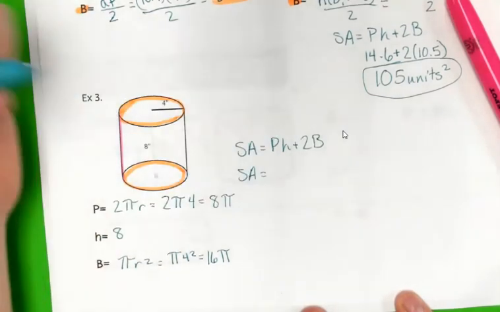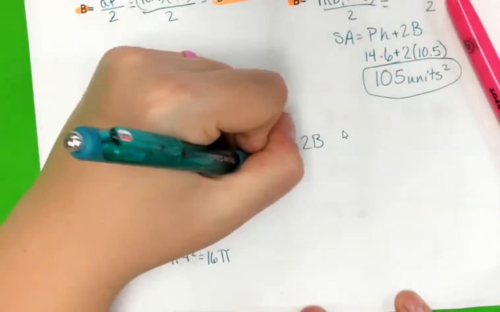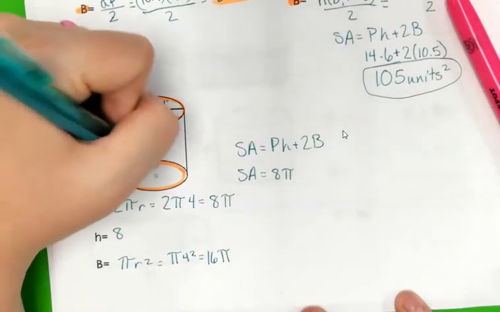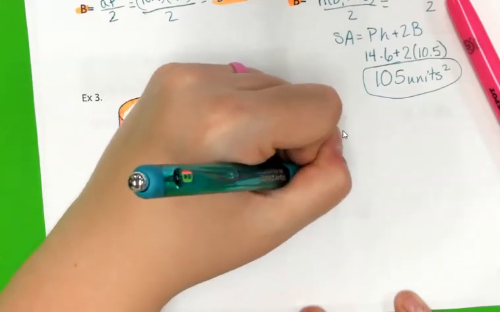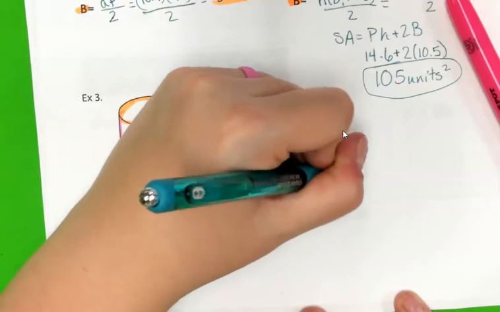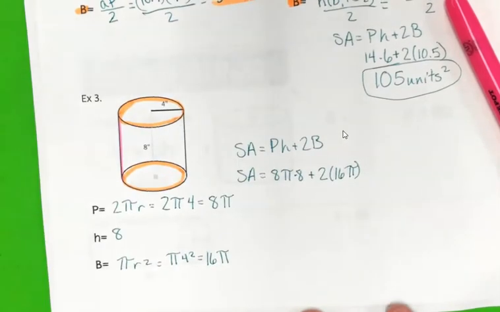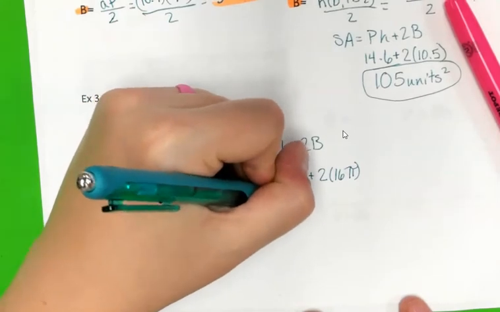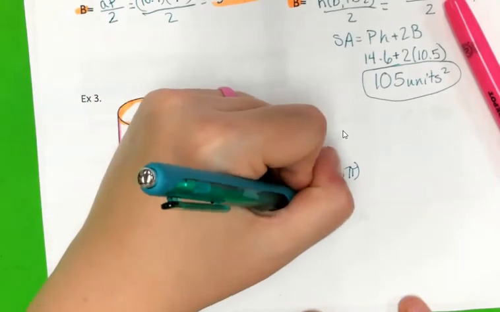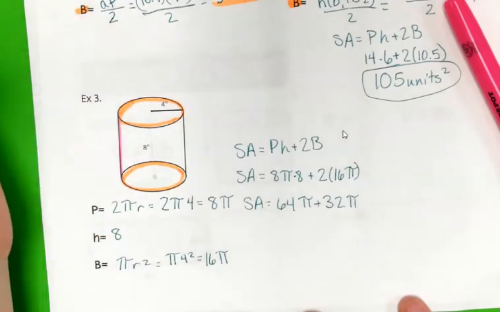Our perimeter, which is the same as our circumference, is 8 pi. Our height, how far apart the bases are, is 8. And then 2 times our big B, which is 16 pi. Surface area equals 64 pi plus 32 pi.